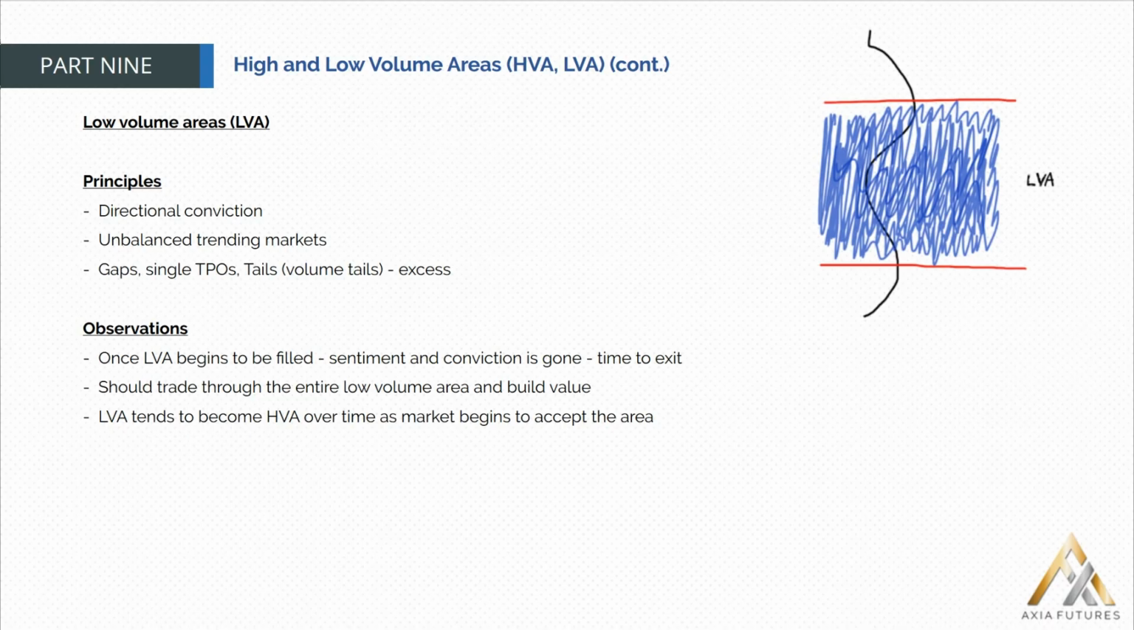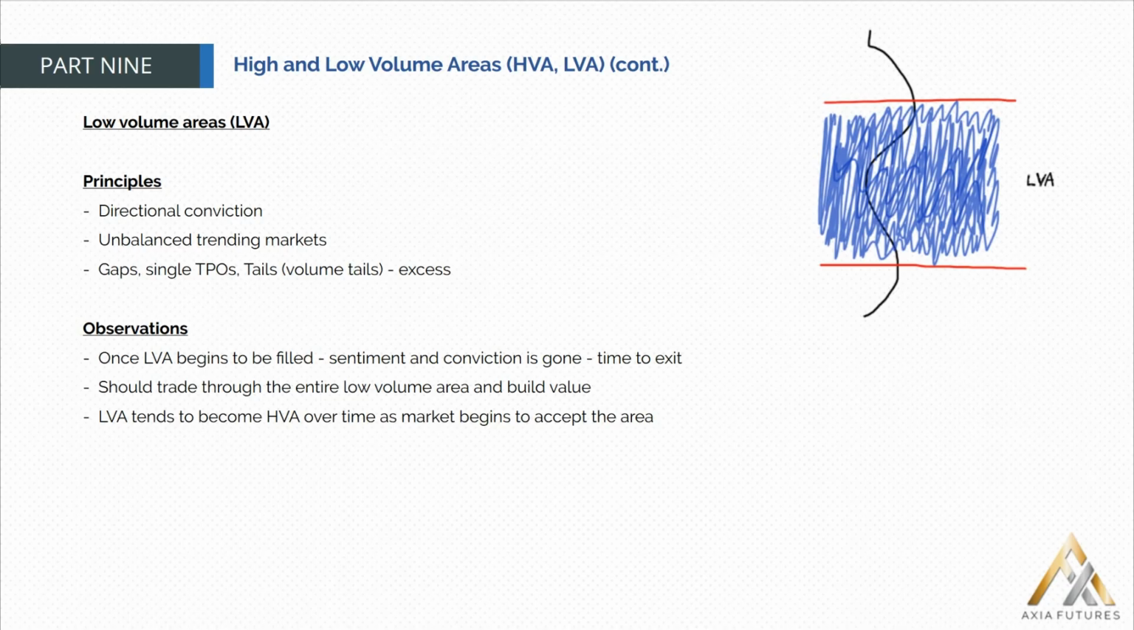Now note, should trade substantially trade through the low volume area, we could see a bit of a squeeze. In other words, anyone that was playing with the convictional direction should start to exit those trades. So again, don't be the last one out. When that conviction is gone, when that momentum is gone, and we no longer have that directional conviction, you don't want to be the last one out. You want to be the first one out.